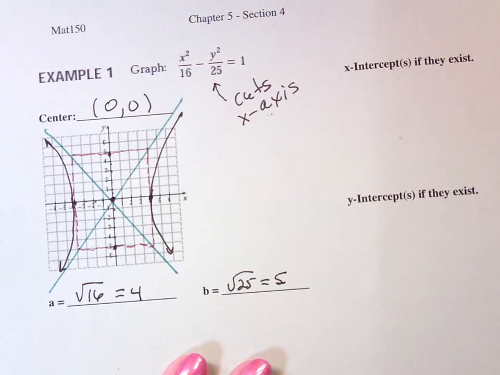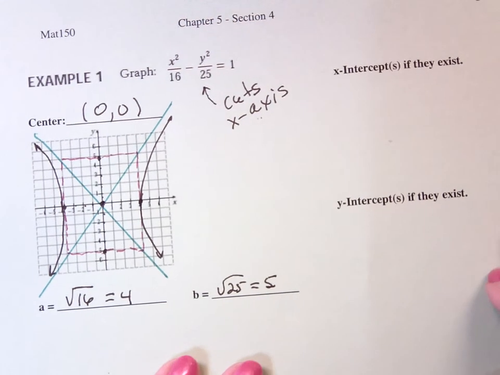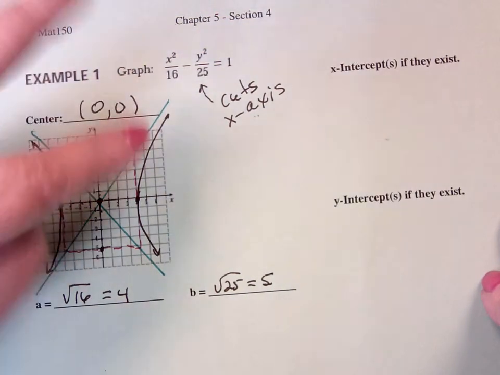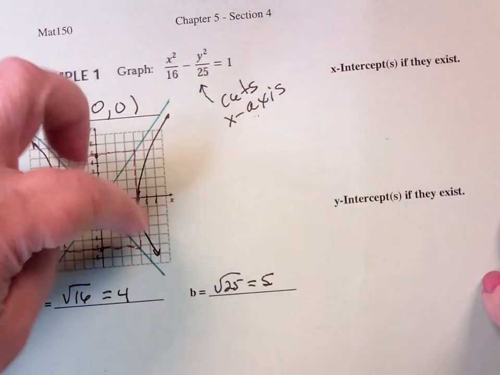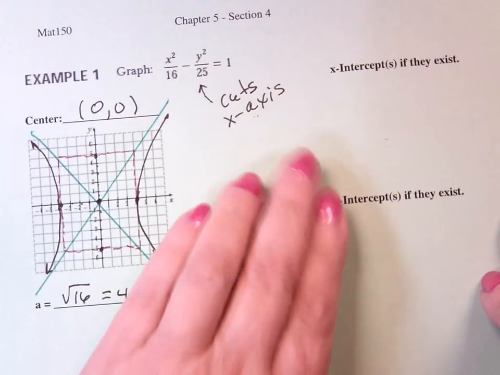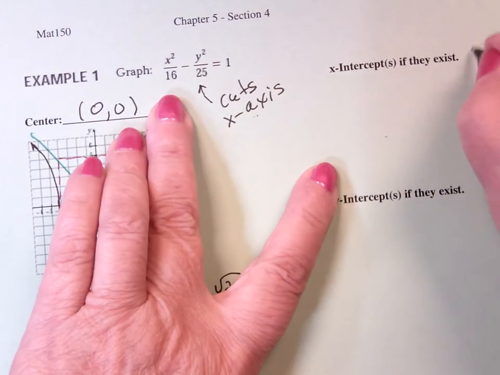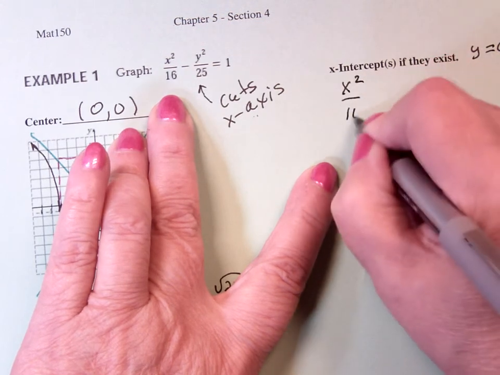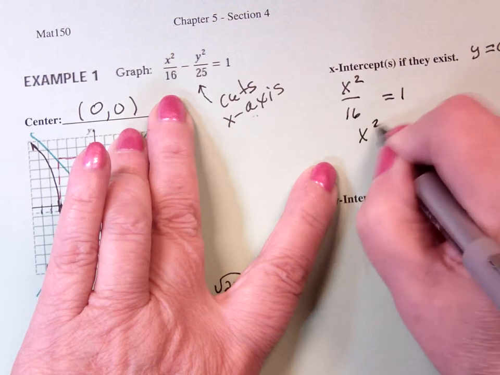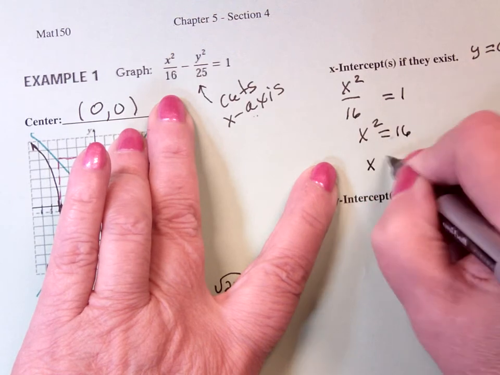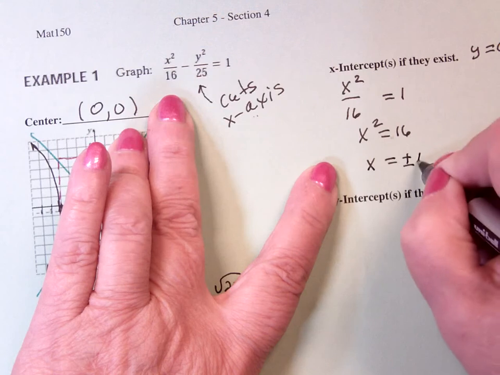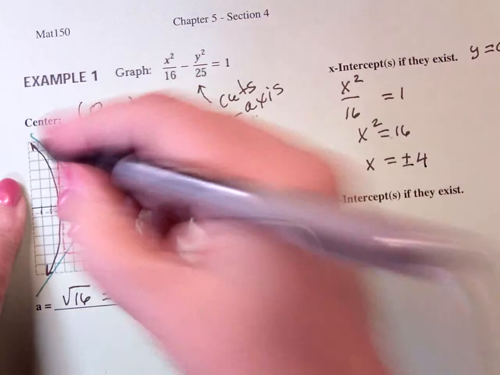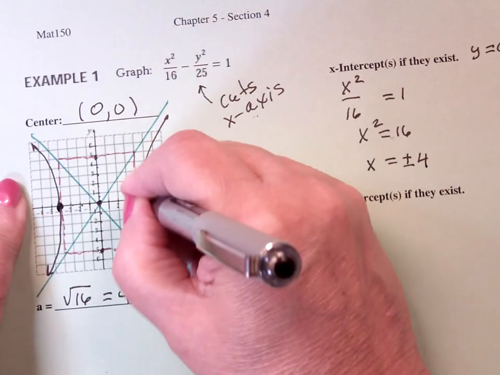Then you would say to yourself, then why are we doing this? Well, to make sure you understand how I know it cuts the x-axis or the y-axis. If I were to find the x-intercepts, y is 0. So I would get x squared over 16 equals 1. X squared equals 16, or x is plus or minus the square root of 16, which is 4. So that means that the x-intercepts are negative 4 and positive 4.